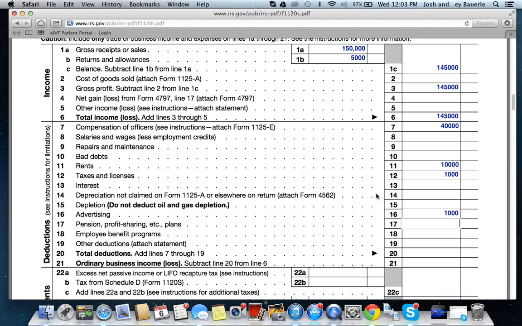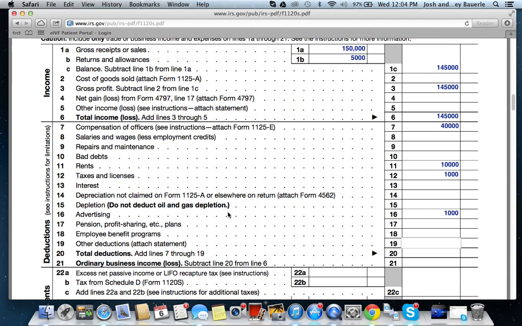All right, pension or profit sharing plans. This is if you have, obviously, a pension or profit sharing plan for your employees. You probably won't have anything with this if you are the sole employee in your business. So we'll ignore that. Same thing with employee benefit programs. Chances are you won't have anything with that if you're the only employee.